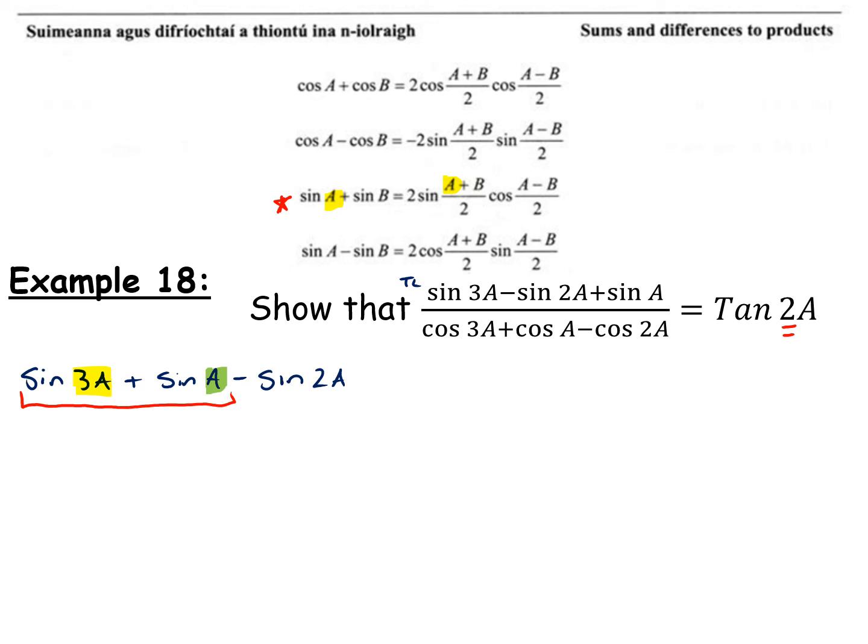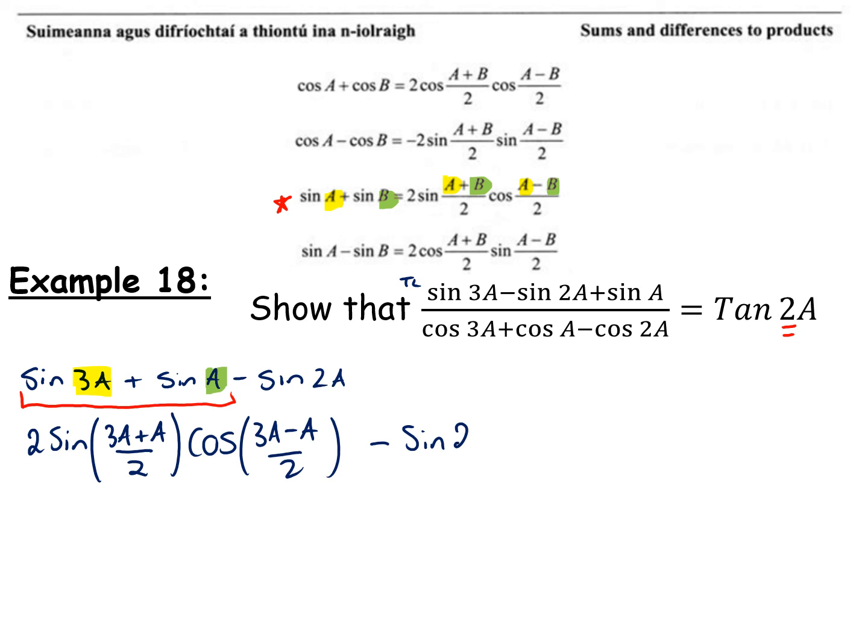a, and b, b, b. So my yellow, my green, just to try keep it straight. So 2 sine of 3a plus a over 2. And then I have cos of 3a minus a over 2. Don't forget, we do have the sine of 2a here as well.